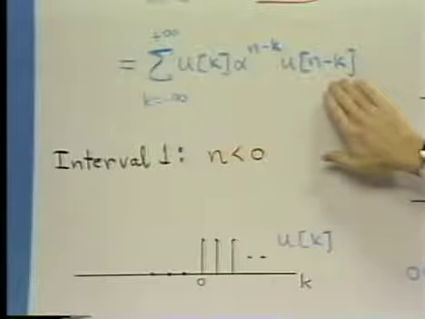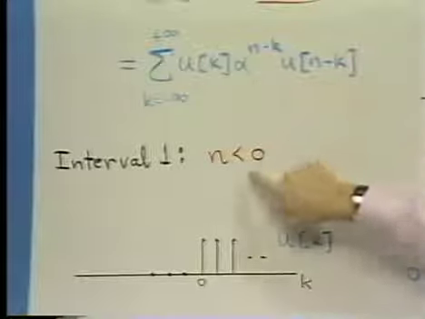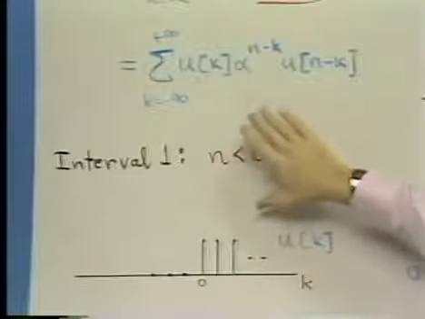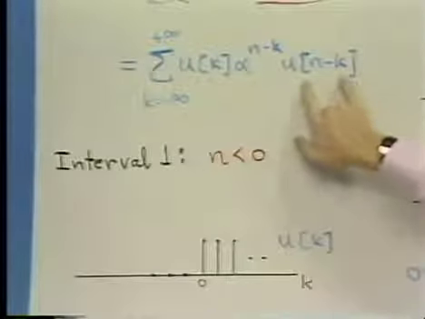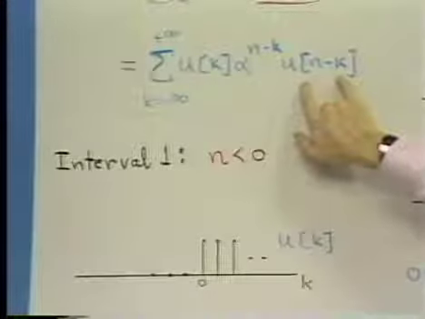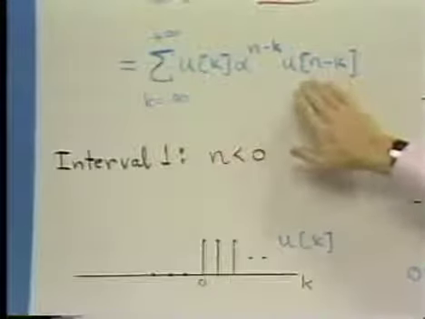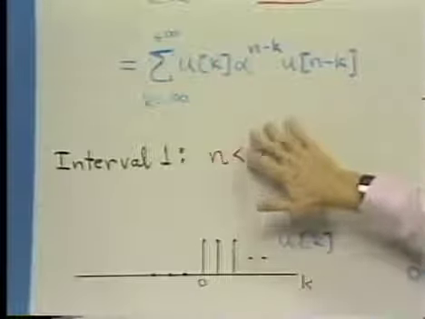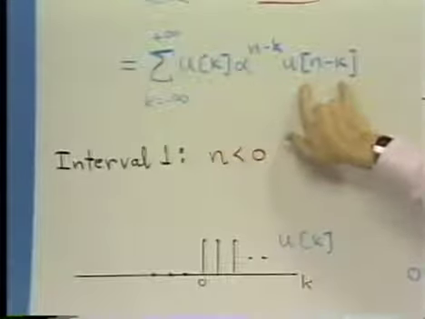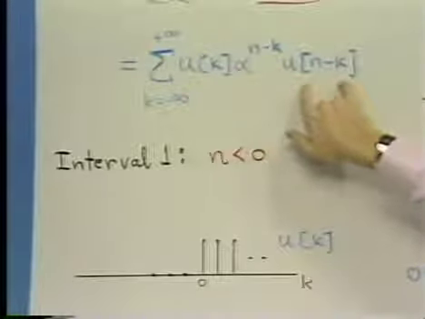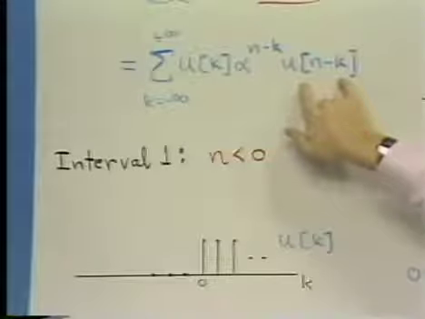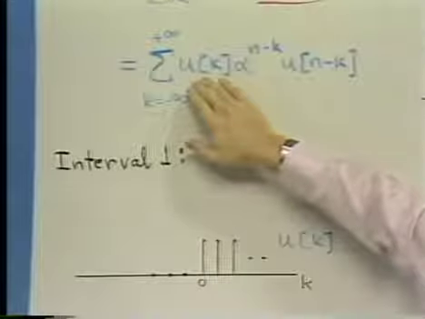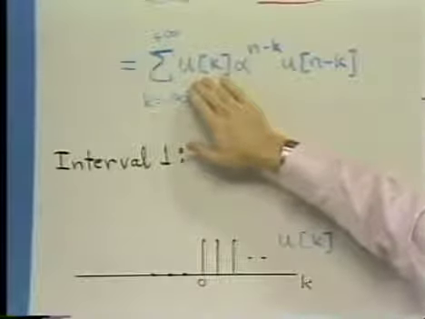In particular, if we first consider what will turn out to be the simple case, namely n less than 0, for n less than 0, this unit step is 0 for k greater than n, and with n less than 0, that means that this unit step never is non-zero for k positive. On the other hand, this unit step is never non-zero or is always 0 for k negative.